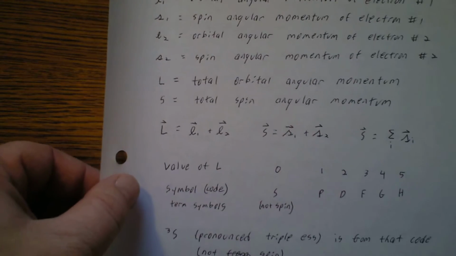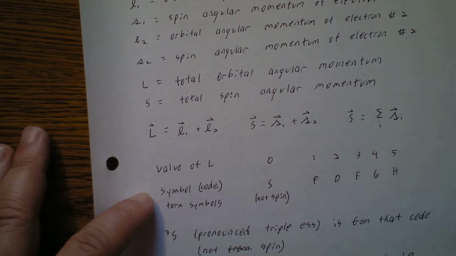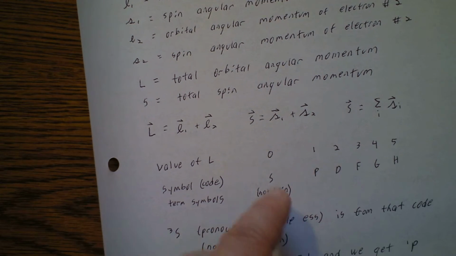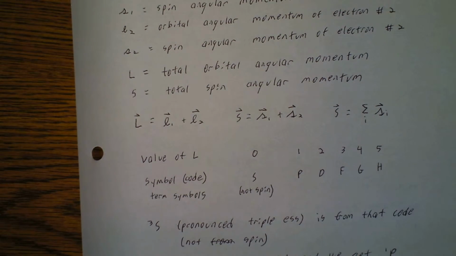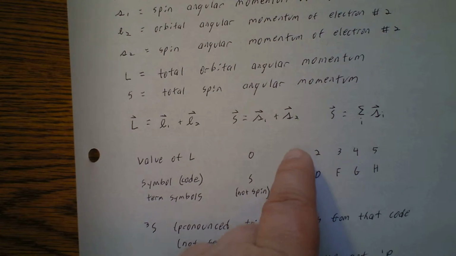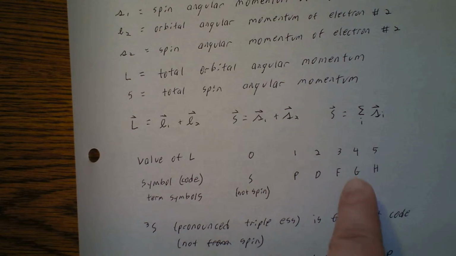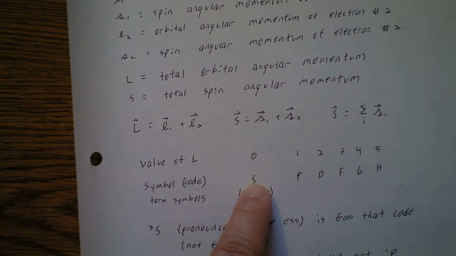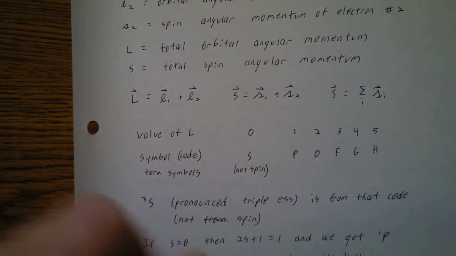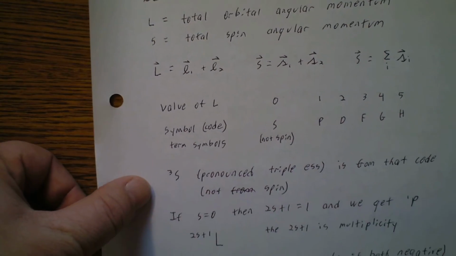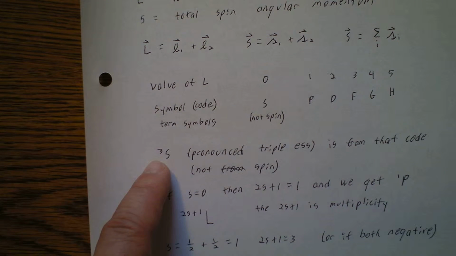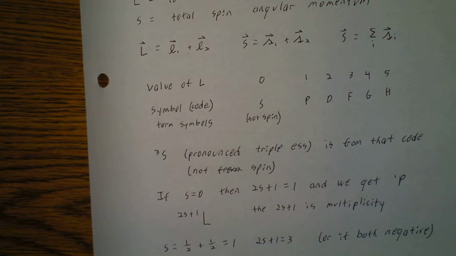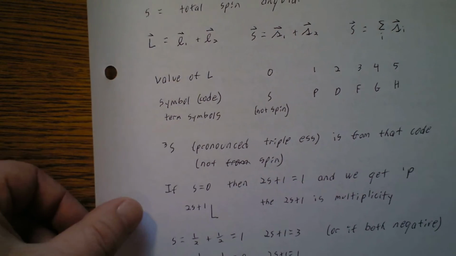So what is the value for L? Here's the symbol code, term symbols. So here's S, P, D, F, G, H. For the S orbital it's 0, for the P orbital it's 1, D orbital is 2, F is 3, G is 4, H is 5. So this is not spin, this is the term symbol, or the symbol code. So this 3S, oops, I should be pronouncing it triplet S. This is from that code, not spin.